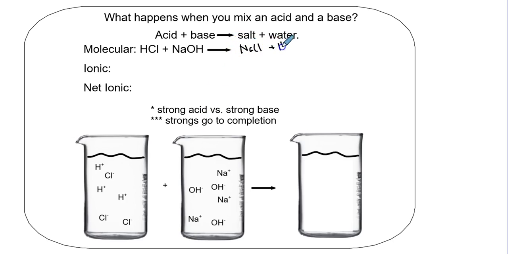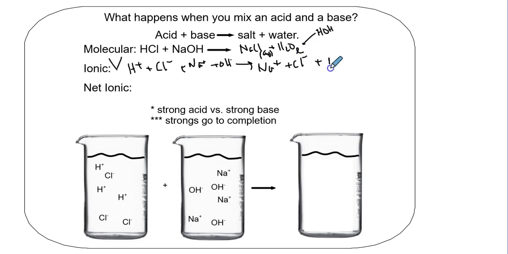NaCl plus H2O. Some people will call this HOH, and that's fine. Ionic. So we're going to split things apart when they need to be split apart. That's H plus Cl minus. A strong acid is always drawn apart because they aren't really together. Plus Na plus OH negative. This thing is actually aqueous. It's not actually together. So Na plus Cl minus.